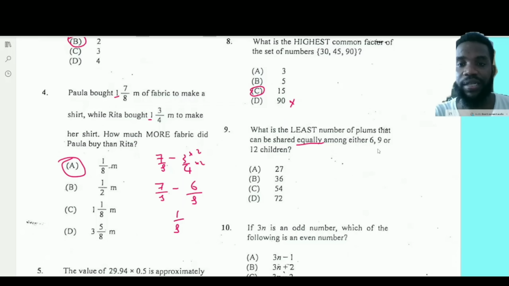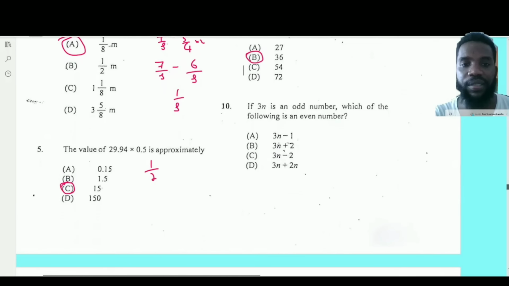We know that 4 times 9 is 36. And we know that 12 times 3 is 36. So the least would have been B, which is 36. All right, because all of these numbers have to, technically speaking, for it to be divided equally, all it is saying is that all of these three numbers have to be able to go into that number. So it becomes the least common multiple. Very interesting way of asking a question.